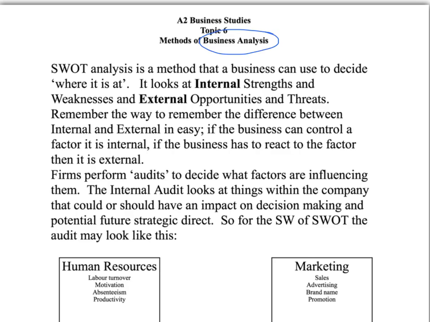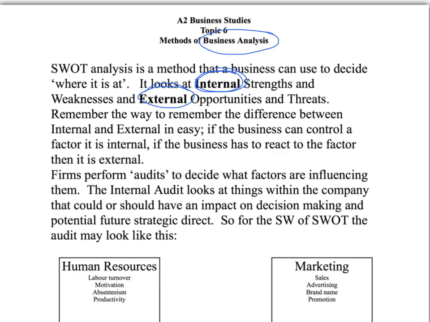So SWOT we're going to look at first. So SWOT analysis is a method that a business can use to decide where it is at. So it looks at internal strengths and weaknesses and external opportunities and threats. Now this was something that I taught you last year, but just to remind you, the way to remember the difference between internal and external is very easy. If the business can control the factor, it is internal.